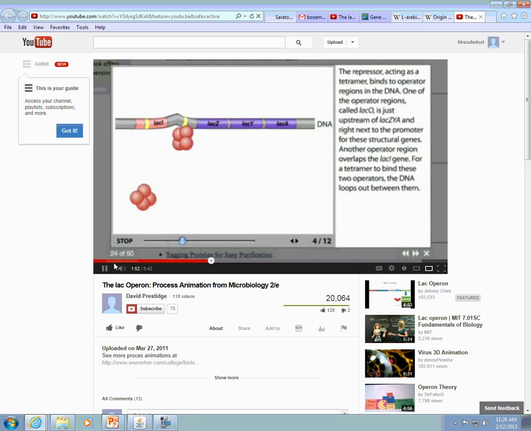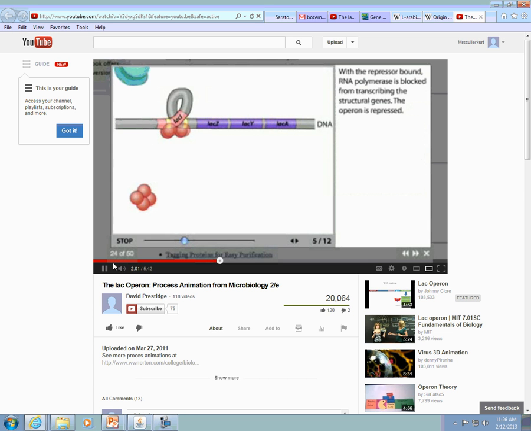Region overlaps the LAC-I gene. For a tetramer to bind these two operators, the DNA loops out between them. With the repressor bound, RNA polymerase is blocked from transcribing the structural genes.